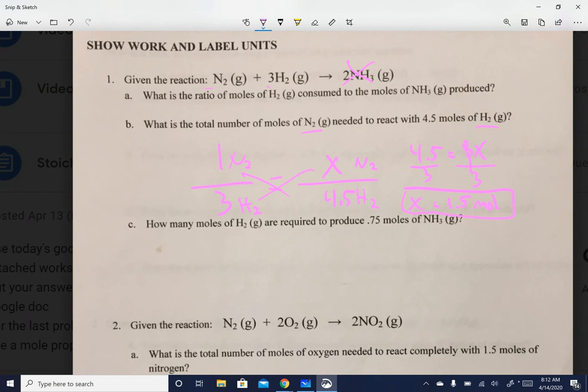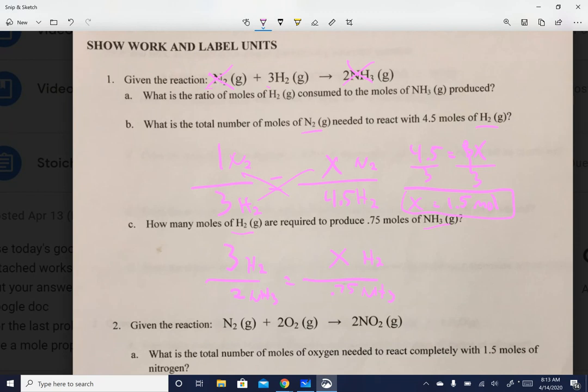Letter C. How many moles of H2 are required to produce 0.75 moles of NH3? So now we care about H2 and NH3. We don't care about the N2. So we look at our mole ratio in the balanced equation. I know 3 moles of this are required to make 2 moles of that. So if 3 makes 2, here's my H2, here's my NH3. Then how many are needed to make 0.75?